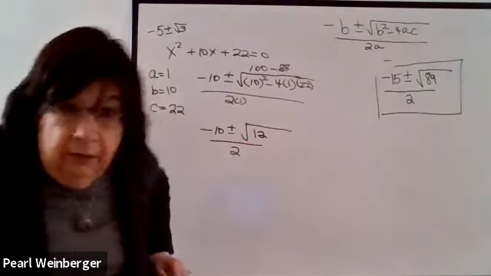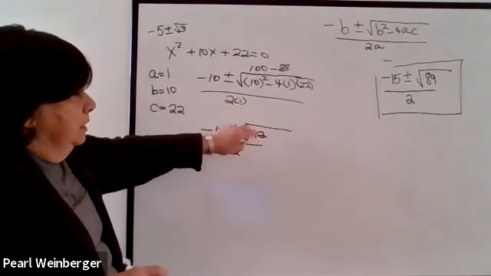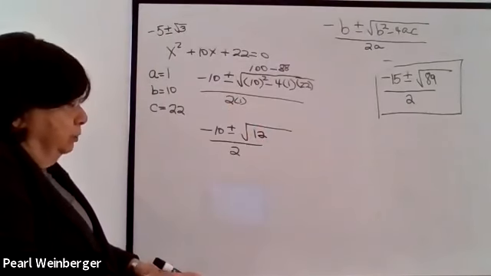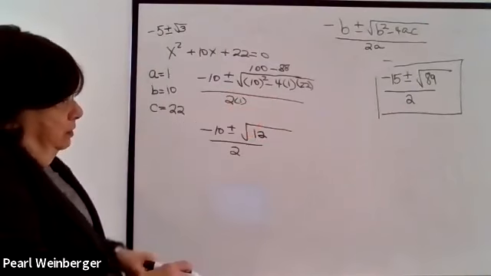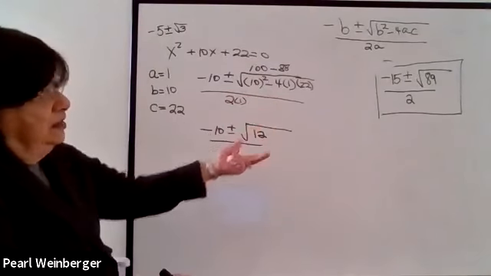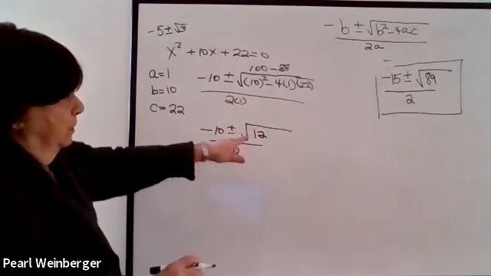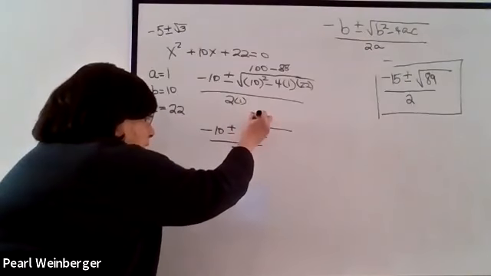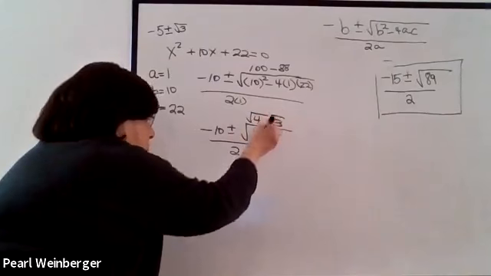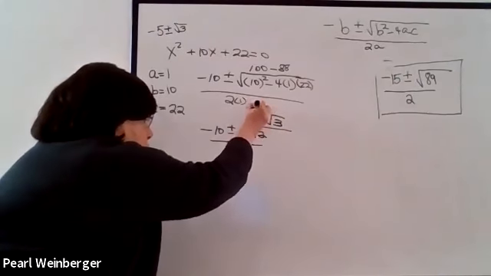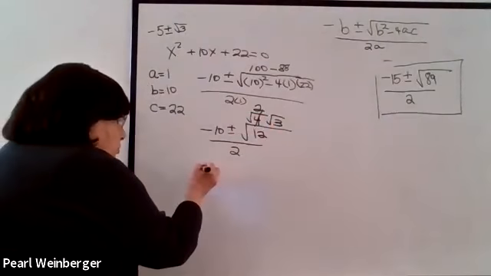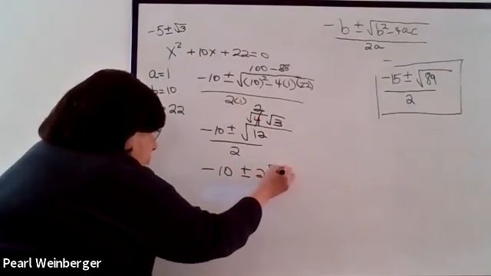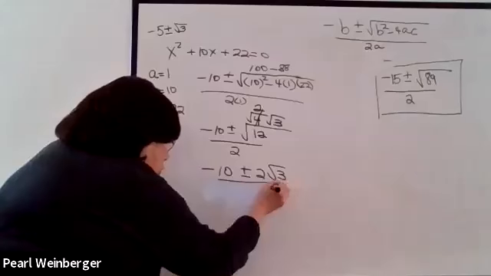And my last step, once I have the radical all combined, is to try and simplify that radical if possible. Now, the problem that Ismail had given us, we got 89 inside the radical. We couldn't go any further with this, but the 12 that we have in this problem could. Remember, 12 is 4 times 3, so we can simplify the radical 12 into 2 radical 3. So this becomes -10 plus or minus 2 radical 3 divided by 2.